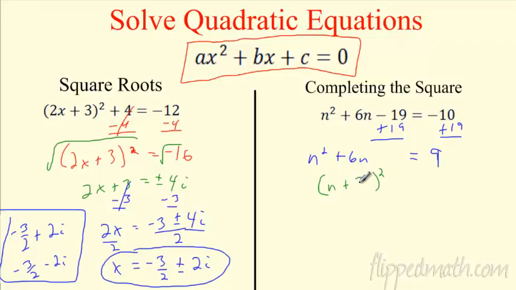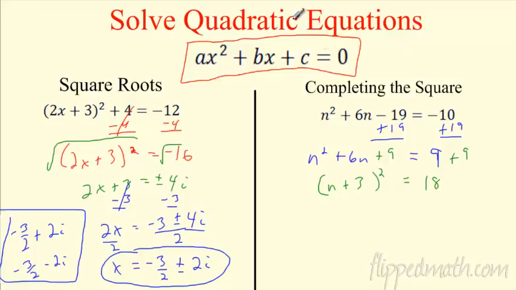Cut 6 in half is 3. So when I square this, this is a perfect square. When I multiply it out, I'm going to say 3 times 3 is 9. So you've actually added 9 to this side of the equation. So to keep it equal, you have to add it to that side of the equation. So when I do that, I'm looking at 9 plus 9 is 18. Awesome. So we complete the square.